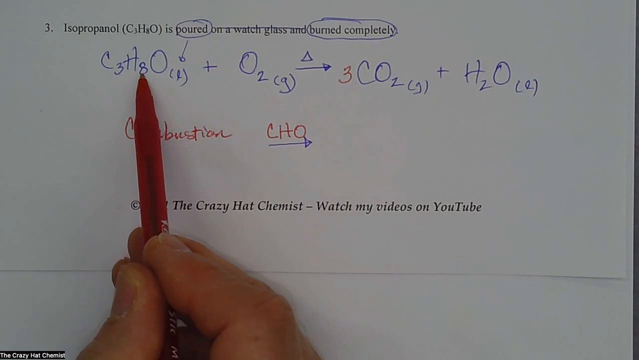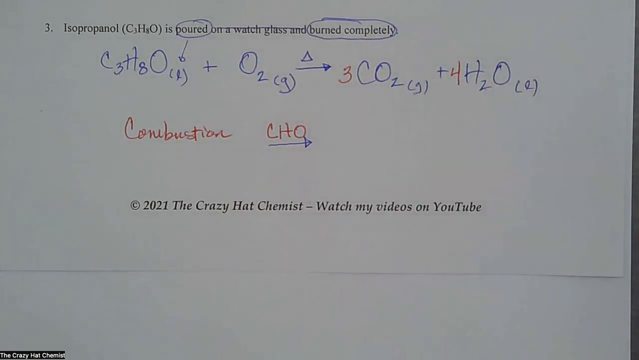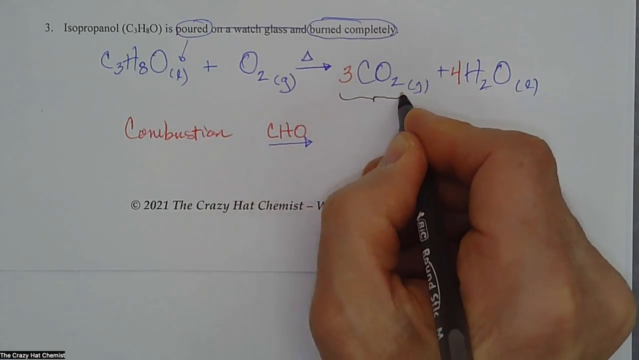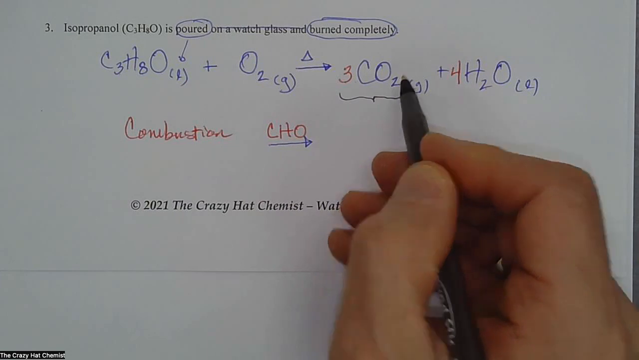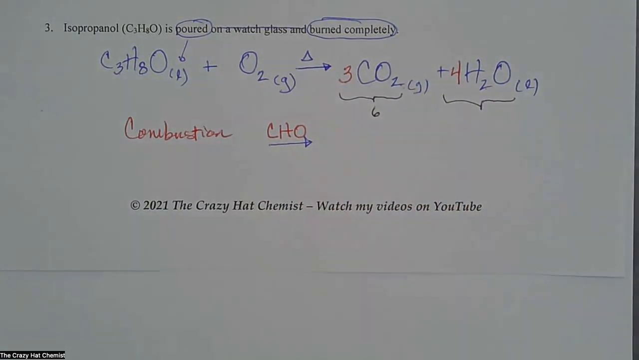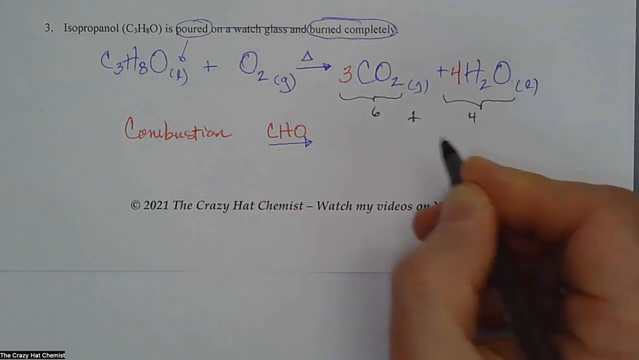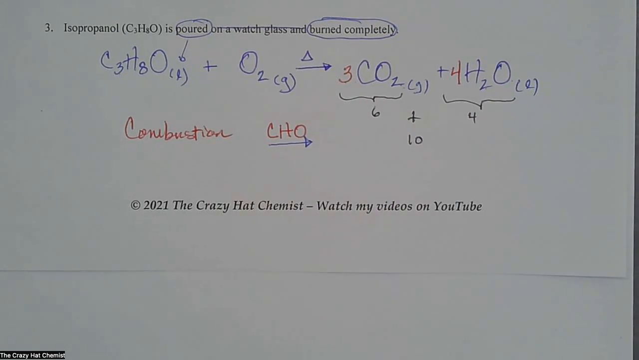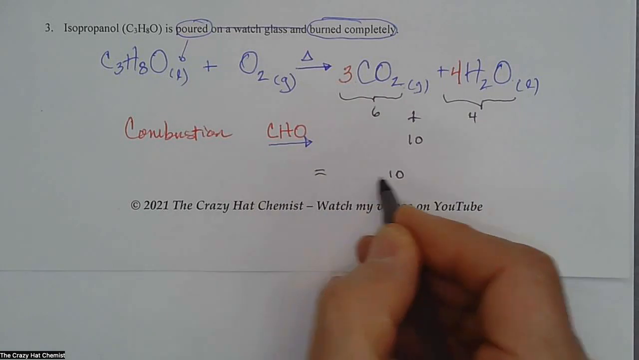Then the oxygens: there are 8 on the reactant side, and I have 2 on the product side. So I'm going to place a 4 right here in front of the water. Then we count up the number of oxygens right here. That's 3 times 2, that's 6. And then we count up the number of oxygens right here. That's 4 times 1, that's 4. We add these 2 numbers up, that equals 10. So effectively, 10 is equal to, that arrow is an equal sign.